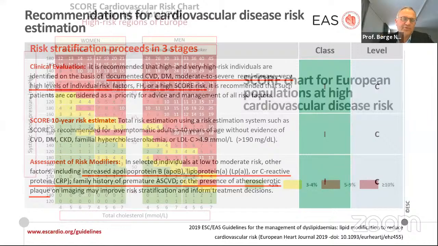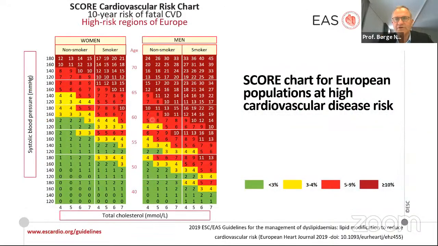Here's the SCORE system, European. You can look it up on the internet, just put in SCORE and ESC, and it'll come up automatically as a calculator. The focus here is to look at women versus men, non-smoker versus smoker, different ages, what is the total cholesterol, and what is the systolic blood pressure. So if you have a non-smoking male, age 60, with a systolic blood pressure of 160 and a total cholesterol level of 6, you'll get to roughly this 10% risk of dying of cardiovascular disease within the next 10 years. So all the ones with the reds are really high risk. Those are certainly the ones that should have a statin.